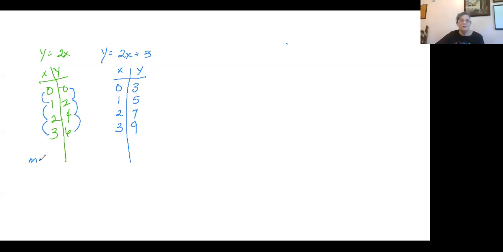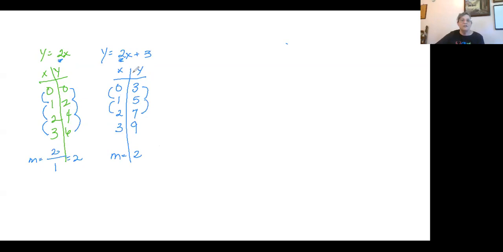So here the slope is, the x increases by 1 every time the y increases by 2, so the slope is 2. Here once again, x goes up 1, y goes up 2. So the slope here is still 2 over 1 or 2. Here's your slope.